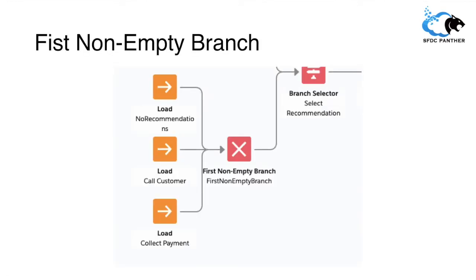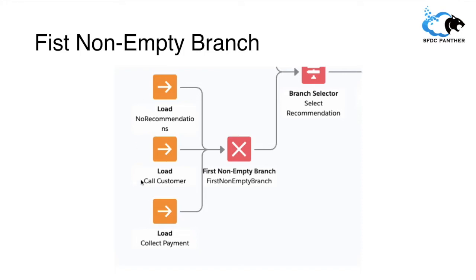And then we have first non-empty branch. When is this used? Suppose we have multiple load statements and we are getting different recommendations from there, but we don't know which load statement is going to return a recommendation to us. What we can do is traverse from top to bottom, and whenever we get a recommendation in any load statement, the rest of the load statements are skipped, and we get the output of that load statement into the next element.